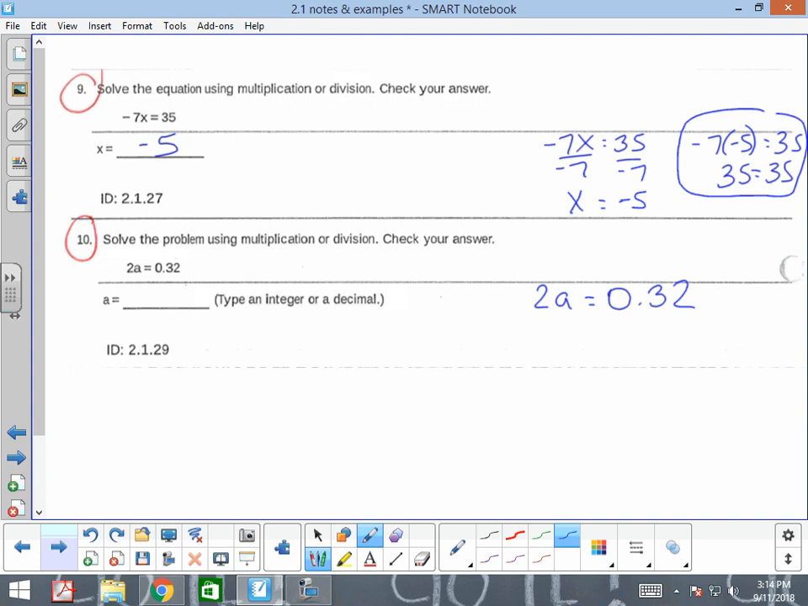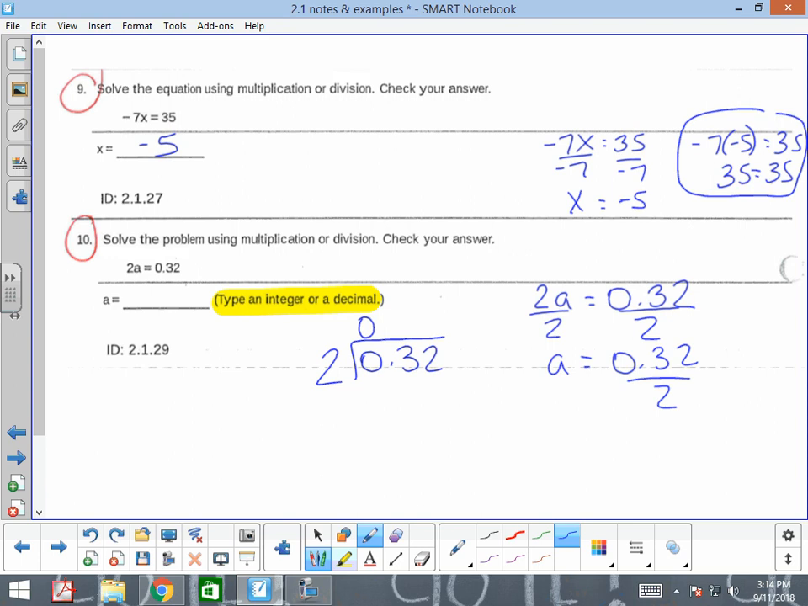All right, so we have 2a, so that's 2 times a. It means we're going to divide both sides by 2. So let's talk about how to simplify this, because it says 0.3 over 2. It says type an integer or a decimal. So 0.32 goes inside, 2 goes on the outside. 2 goes into 0, 0 times. 2 goes into 3, 1 time, so 2 times 1 is 2. 2 goes into 12, 6 times. 6 times 2 is 12. So this will be 0.16.